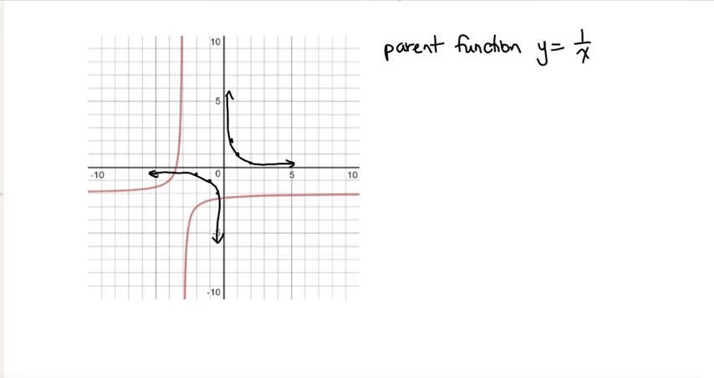Okay, so I have an asymptote on my y-axis, and I have an asymptote at my x-axis. But where are my asymptotes moving to? That's the trick here, right? So it looks like I'm moving my asymptote over. So this becomes my new asymptote. And it looks like I'm moving my asymptote down.